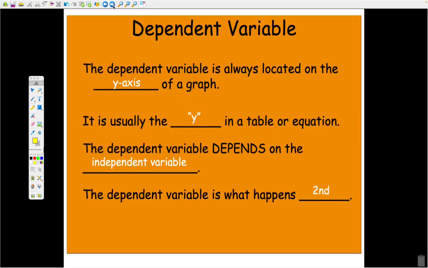All right, the dependent variable. This one's on the y-axis of a graph. It is the y in your table or your equation. And the dependent, as it says in the name, depends on the independent variable. And it's the variable that happens second.